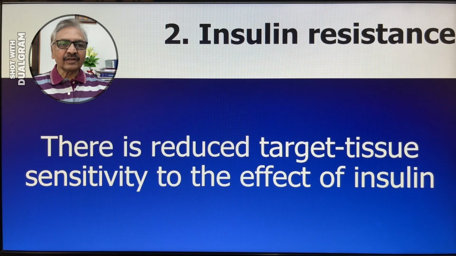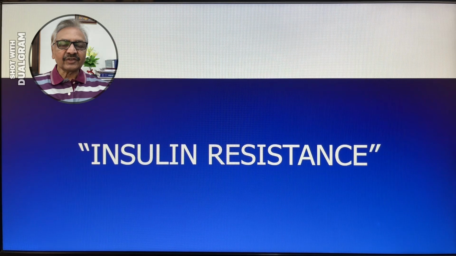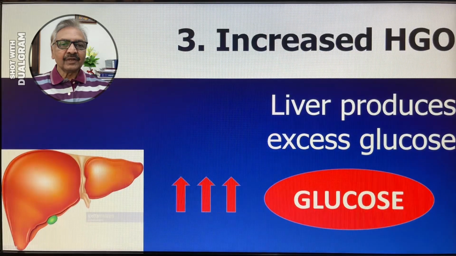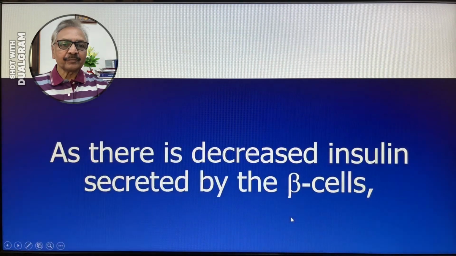The second defect is insulin resistance. There is a reduced target tissue sensitivity to the effect of insulin, that is, the insulin doesn't work properly. It is called insulin resistance, leading to increased blood sugar levels. The third defect is increased hepatic glucose output, HGO, that is, the liver starts producing excess glucose.